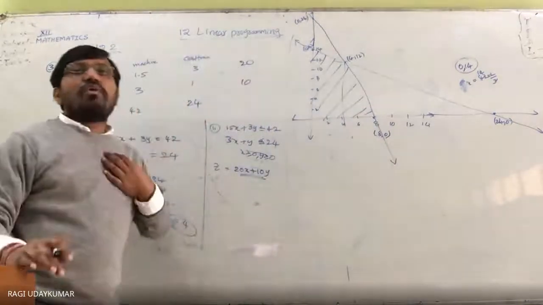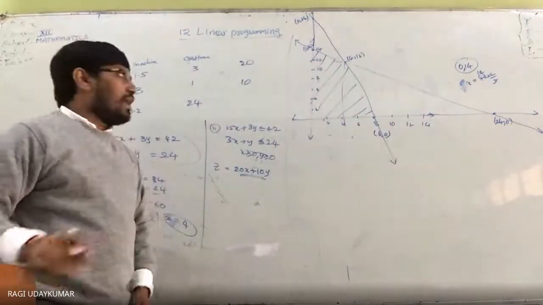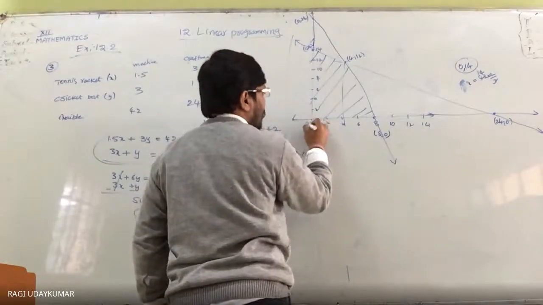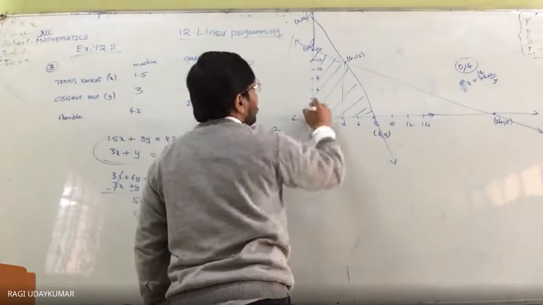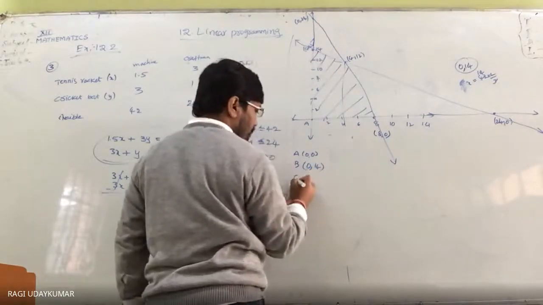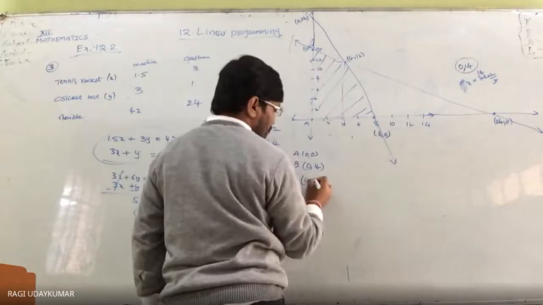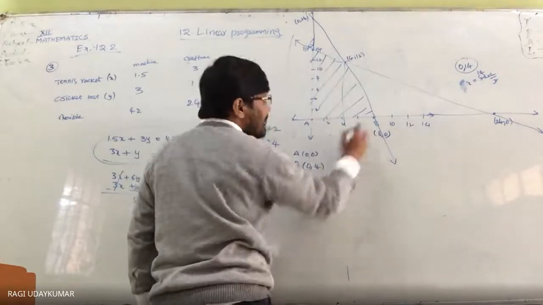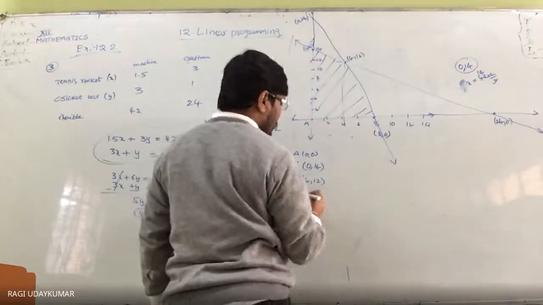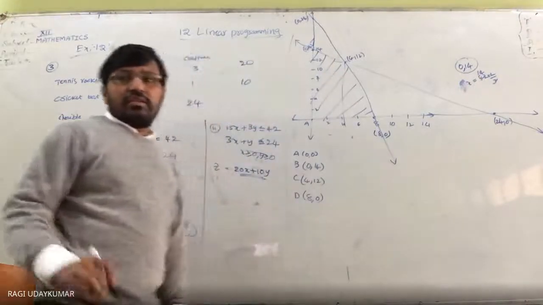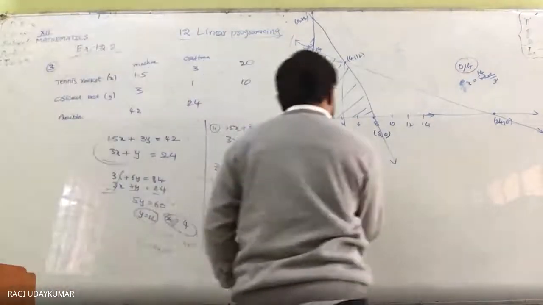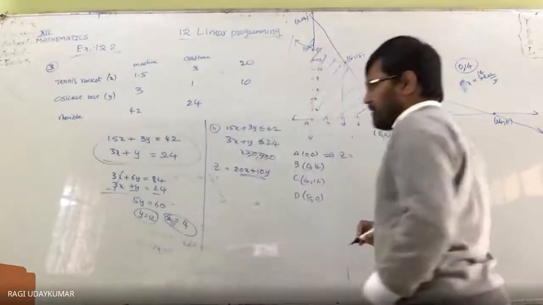So it is bounded. So what are the boundary points here? A, 0 comma 0, is one boundary point, and B, 0 comma 14, is another boundary point. C, 4 comma 12, is another boundary point. D, 8 comma 0, is another boundary point. So these are the boundary points, and at every boundary point you need to find out the objective function behavior.